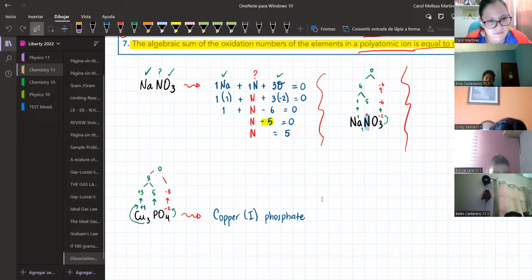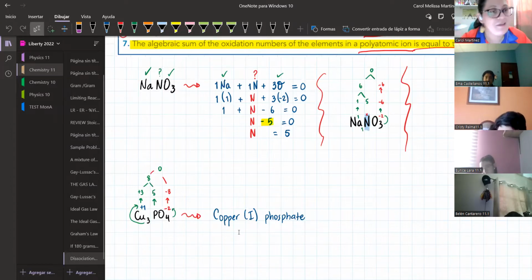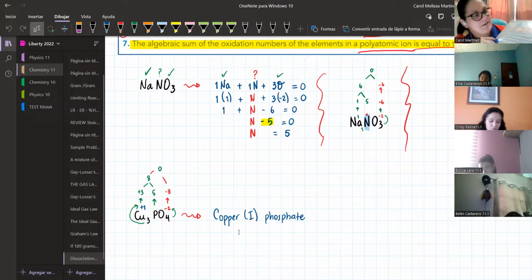So, see, it's easy. I told you it is easy. But it requires practice, okay? It requires that you guys know the oxidation states of several metals. So, during this weekend, do yourself a favor and try to review those elements that have multiple charges.